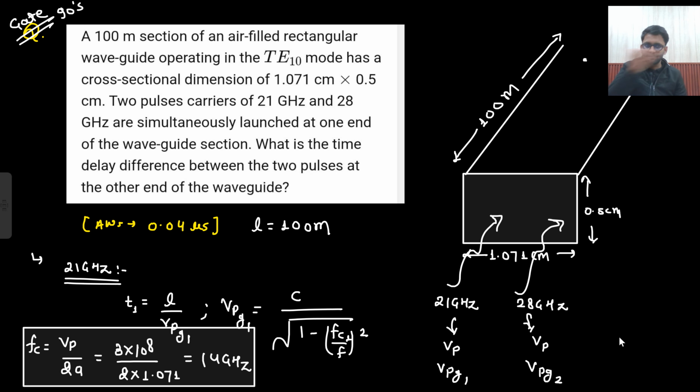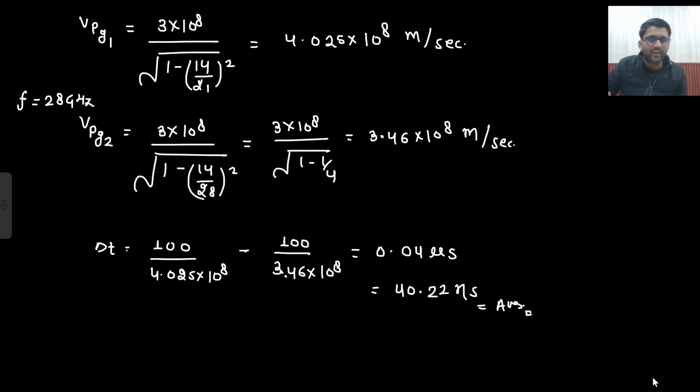The medium was air. If the medium was air, then what would be my cutoff frequency? That would be Vp by 2a only. So cutoff frequency will be Vp by 2a. Vp value is 3 into 10 to the power 8. 2 into a, 14 gigahertz we are getting. So cutoff frequency is same. Now I need to see the speed. So speed will be c by under root 1 minus fc by f. For both of them cutoff frequency will be same because both are propagating in the same waveguide, and the waveguide has the same medium. Then your VPG1 we can calculate and VPG2 we can calculate. The thing is they are having different f.